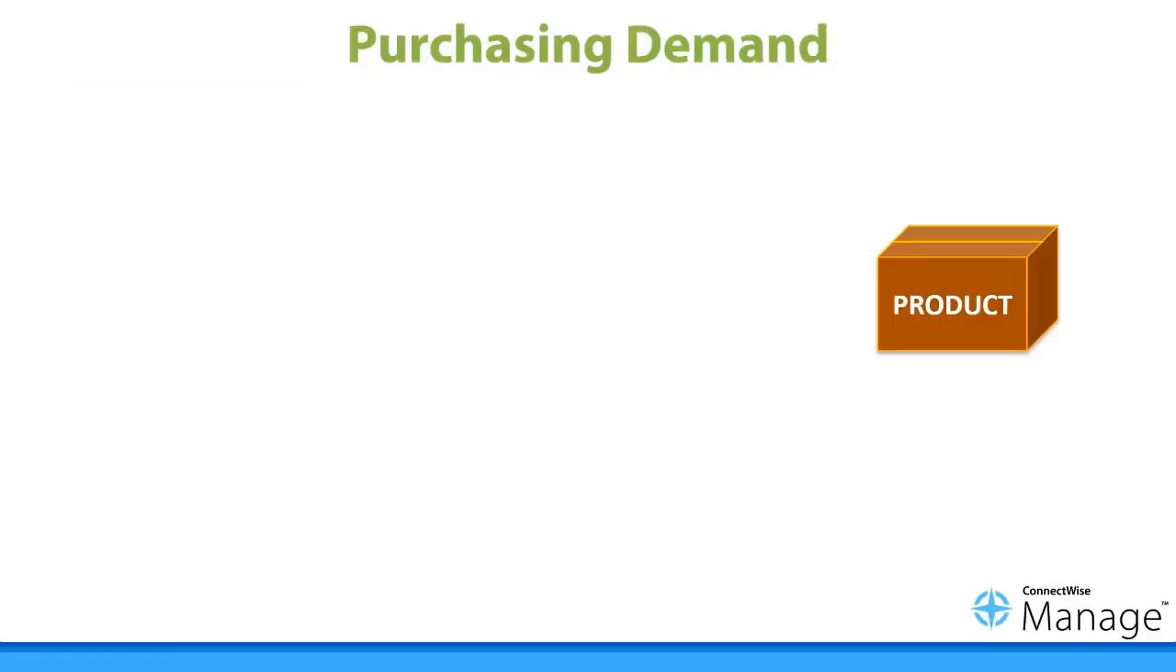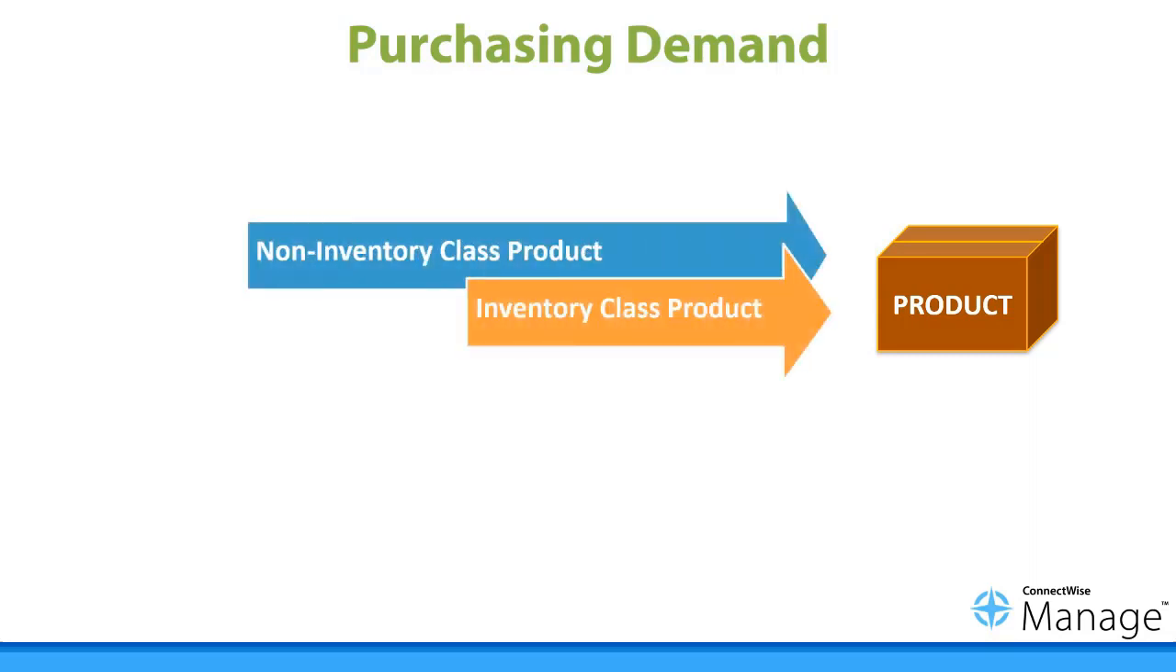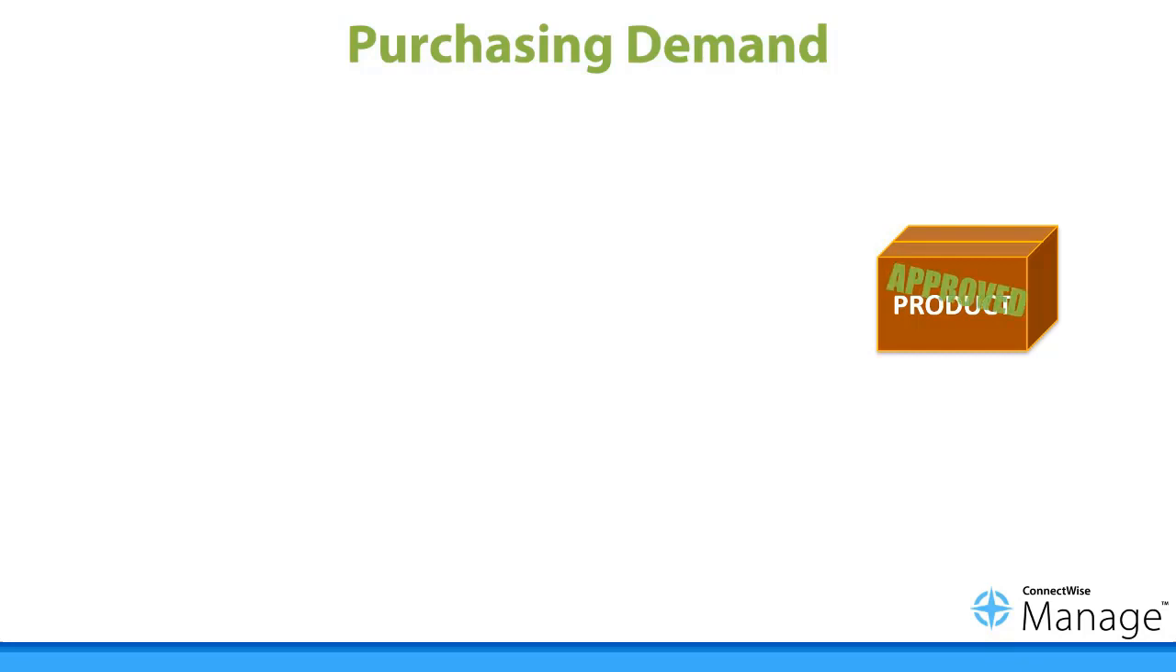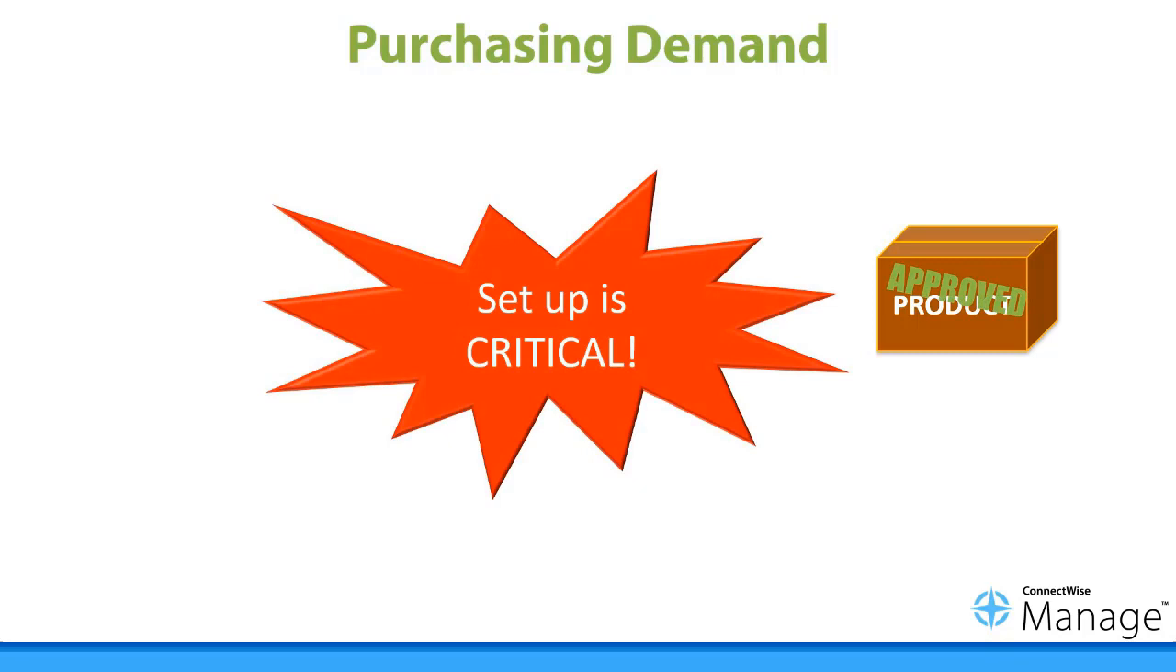Now that we have reviewed all the purchasing processes, let's look at purchasing demand. Demand is affected when a non-inventory class product or an inventory class product is on a service ticket, sales order, or project. Either way, we will see the items listed in the purchasing approval screen. This setup is critical, so we will show you how to do it.